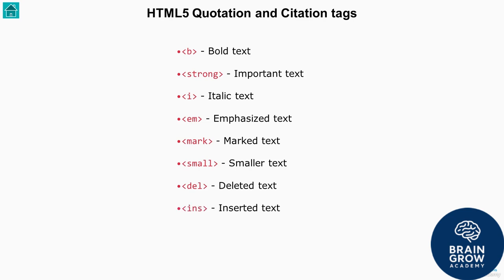Ins refers to inserted text. We use it when we want to underline the text. Sub refers to subscript text, when we want to write anything particular as a subscript text. Sup for superscript text. Let's go to VS Code and see how these tags work.